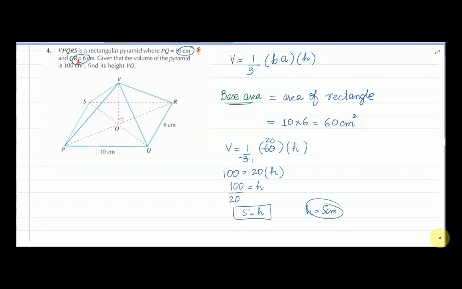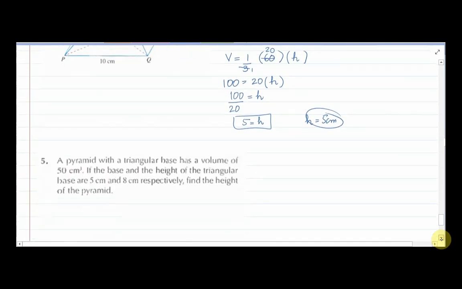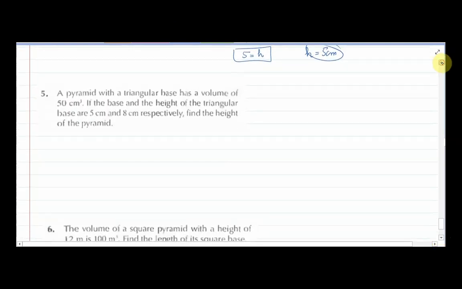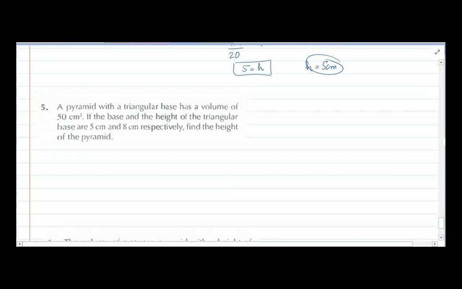Now moving on to the next question. It's question number 5. A pyramid with a triangular base has a volume of 50 centimeter cube. Now the first important thing is a triangular base. If the base and the height of the triangular base are 5 centimeter and 8 centimeter respectively, find the height of the pyramid. So first thing, the height of the pyramid is unknown, right?